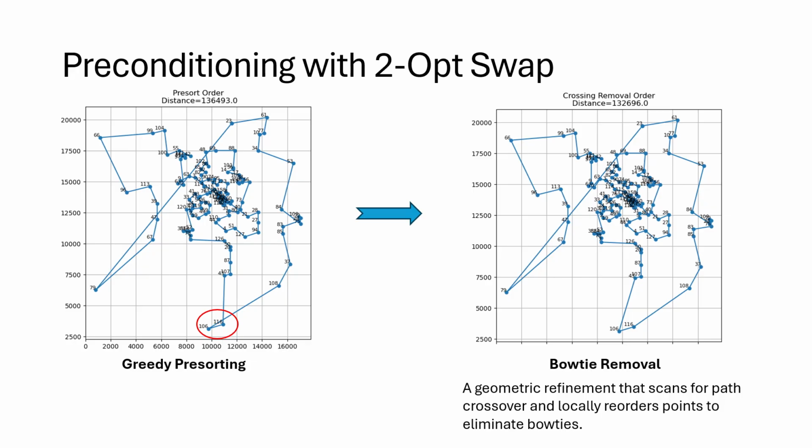So this one is called bow tie removal, or we're going to look at something called 2-op swap. So here's this bow tie. We can see here that wherever we have a cross in the lines, there's an opportunity for improvement. So if we can come up with an algorithm to identify these crossovers and eliminate them, as done here, we've shortened the distance. So we went from 136,000 to 132,000. Let's see if that helped our improvement.